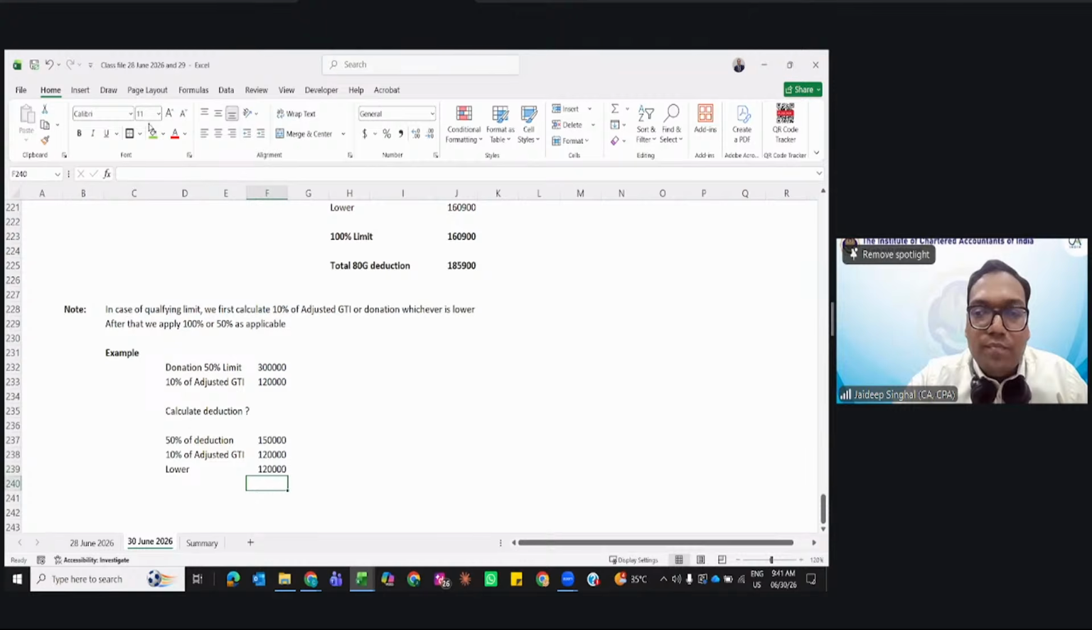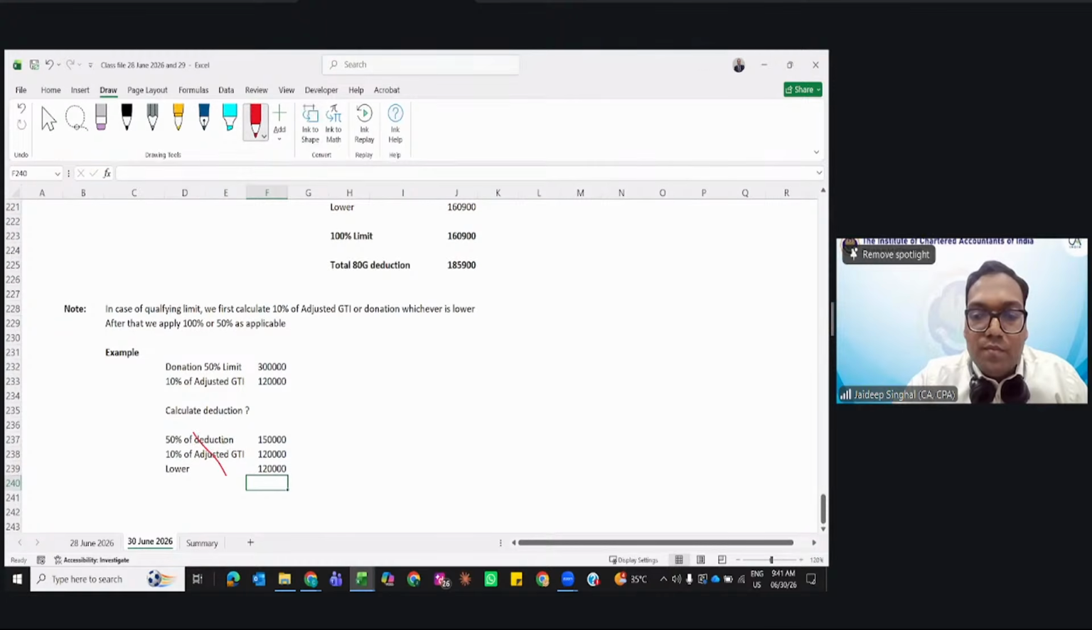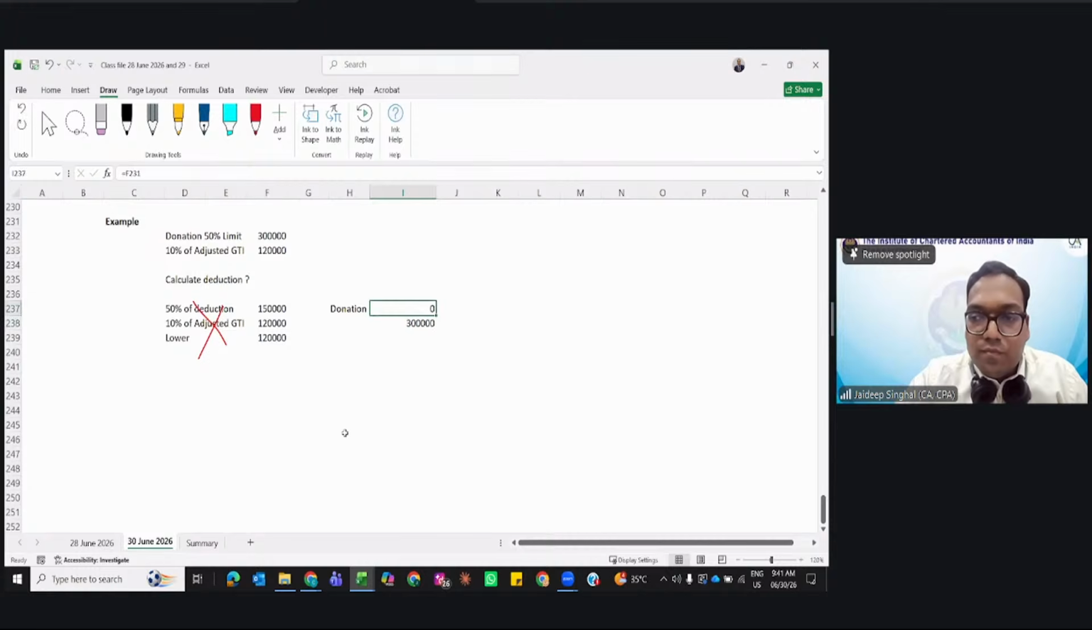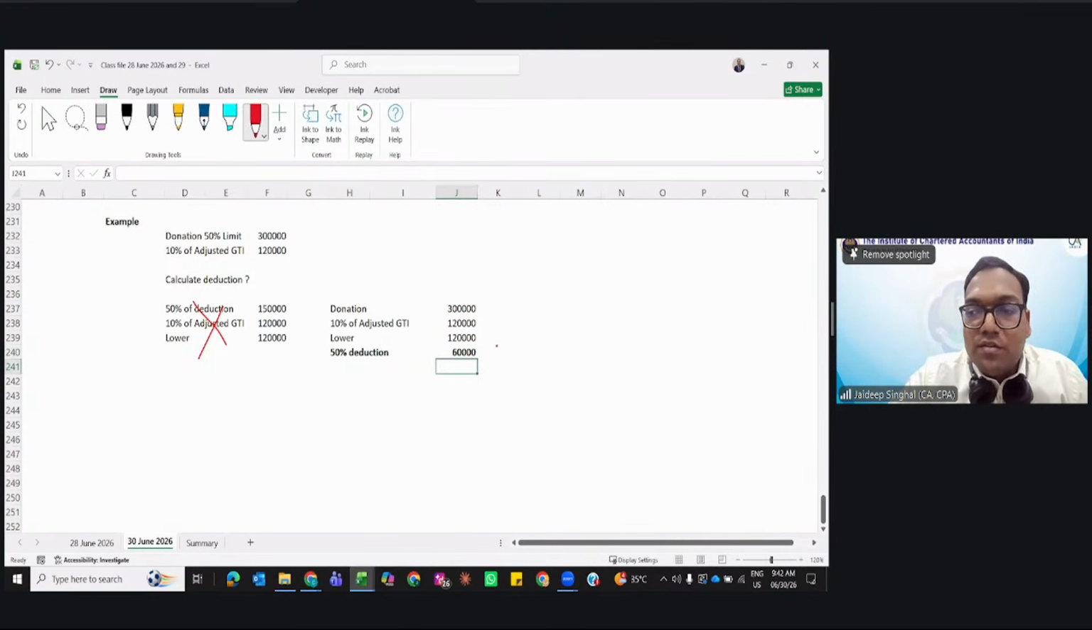This is the incorrect way of doing it. You need to take the donation first. Donation is 3 lakhs. Then you take 10% of adjusted gross income. Then you will take the lower of these two. It will come 1,20,000. Then this deduction is limited to 50%. Now you will take 50% of this. The answer would be 60,000. This is correct. This is how you do it. Clear? Are you with me till here?